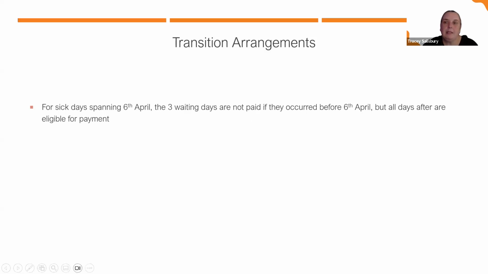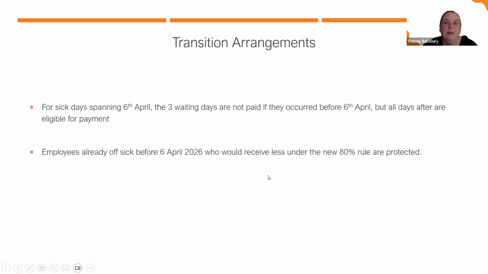So if somebody was off sick, say on the 2nd, 3rd, and 4th, then that wouldn't be paid and they'll just be paid as normal from day 4. But if they cross over, then they will be paid. So if somebody was only off sick on the 5th, that would be unpaid because it was before the 6th. But the 6th and 7th will now fall into the new regime, so they will become paid days. So you may have some staff who transition across that 6th of April date.